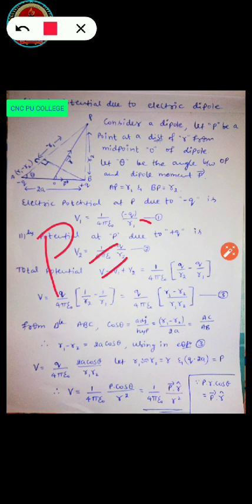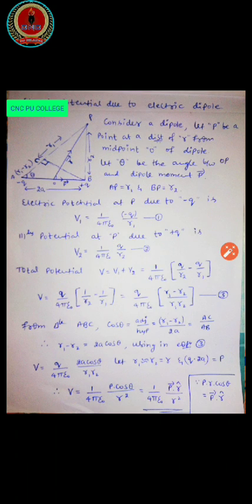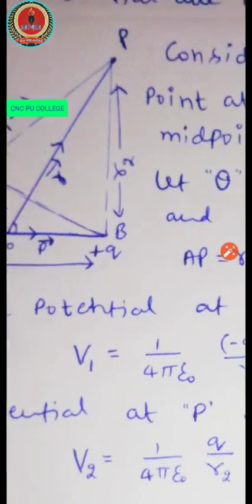P is equal to Q into 2A, where Q is the magnitude of either of the charges and 2A is a small separation between the two charges. So by knowing those dipole and dipole moment definitions, now we have to derive the expression for electric potential due to electric dipole. Yes, observe the diagram now.